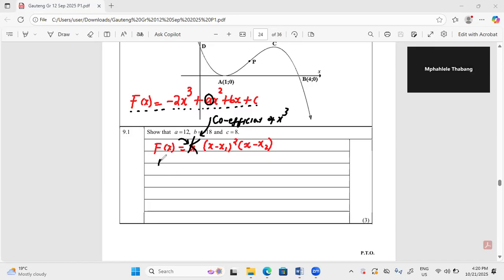So I'm going to say f of x equals negative 2. If you go to this f of x equals negative 2x cubed plus ax squared plus bx plus c, you see that the coefficient of x cubed is negative 2. So you say negative 2 times (x minus, you use the x-intercept, which is also the x turning point, 1) squared. Now you say x minus, this x2 is the x-intercept. So what is the x-intercept? It's 4.